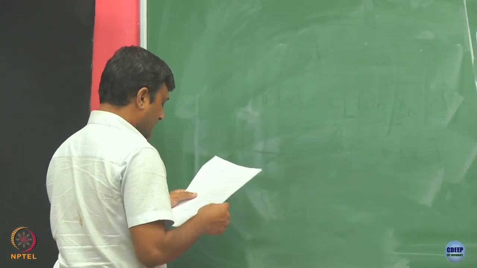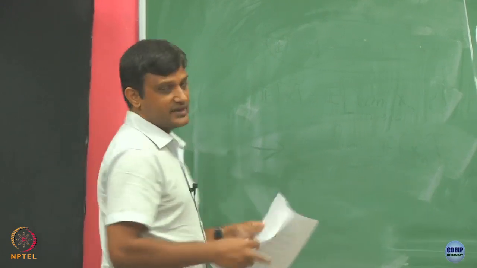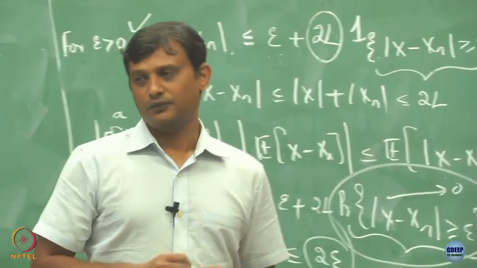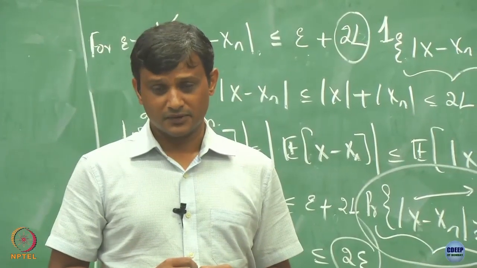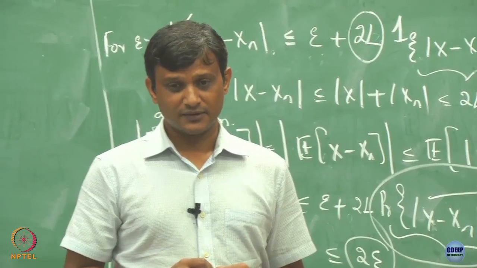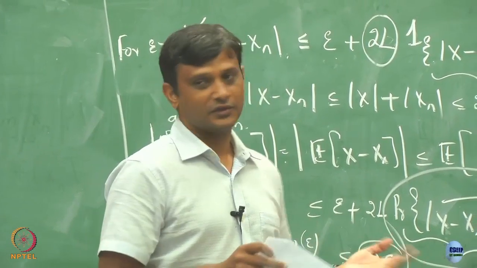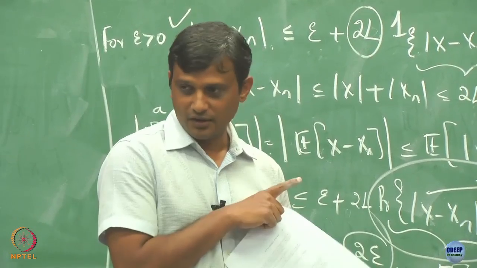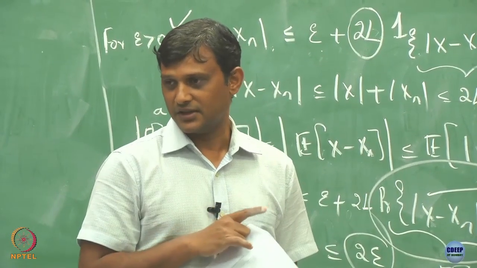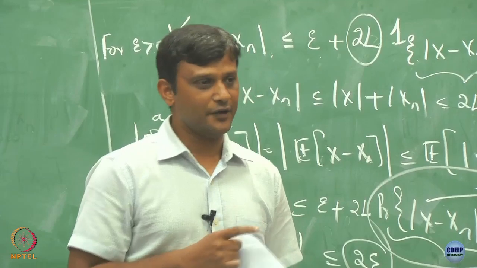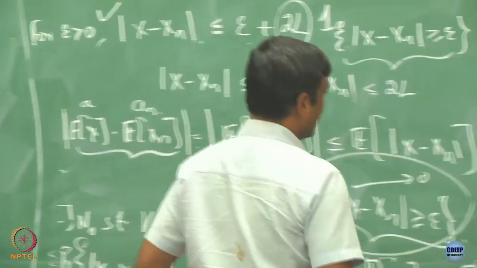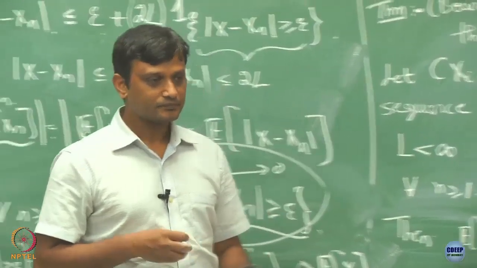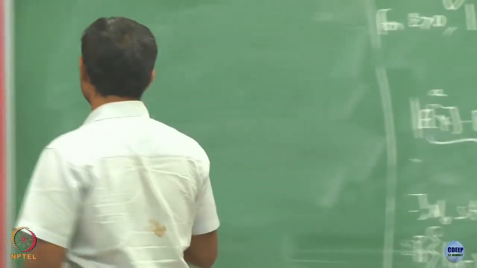So what are the other things? Is the converse true, that if the expectation converges then the variables converge in probability? Not necessarily. It is not an if and only if condition. If this holds, then we can do this, but if we can do this at all, I do not know; that does not always imply it. So let us see these other results which try to generalize this.